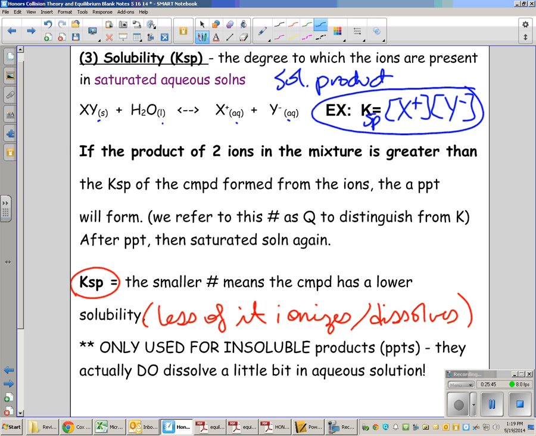Because how do things dissolve? What do they come from? Well, water helps, right? But they come from a solid. They come from a solid piece that goes into water and breaks apart. So every Ksp will not have a denominator.